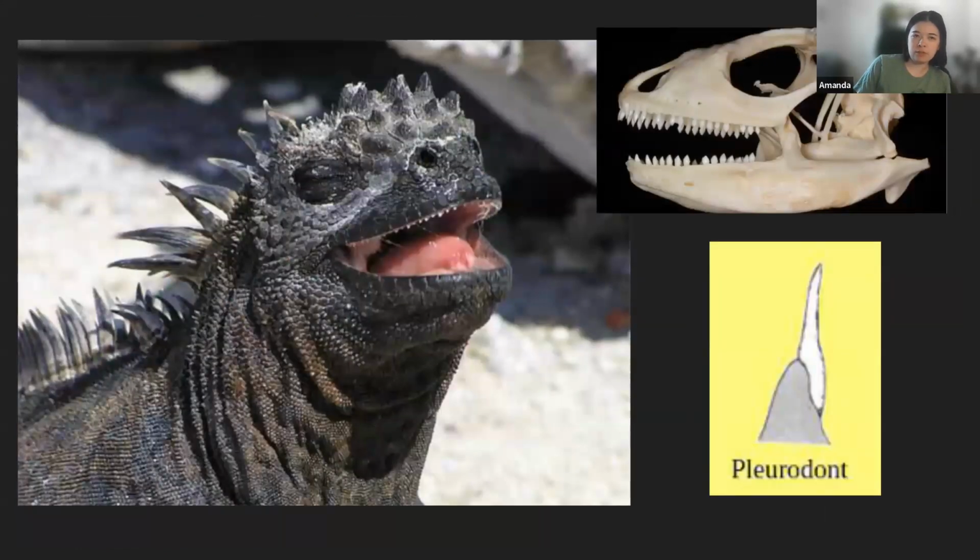We can compare that to pleurodont teeth, which are common in other lizard groups like iguanas and geckos. These are superficially attached, like our acrodont teeth, to the jaw, but instead they're anchored to the inside of the jaw, making them a little bit stronger, as if they're almost rooted, and they can continuously grow back.